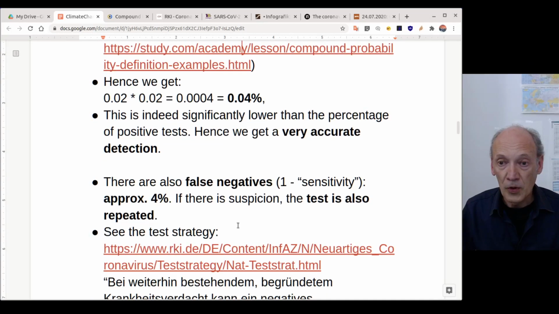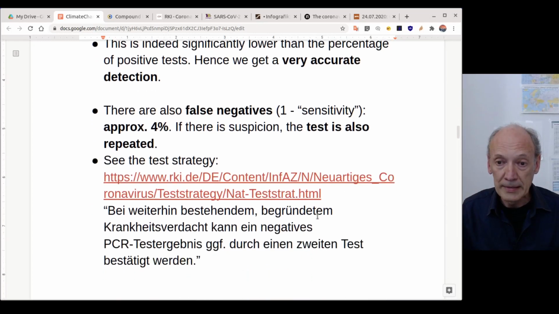There are also false negatives, which are computed as 1 minus the sensitivity, which comes out to about 4%. So even in 4 tests where you have a corona infection, 4% of those say there's no infection. So that's why if there's a suspicion that there's an infection, the test is also repeated. And this is also described here in this test strategy by the Robert Koch Institute. Right, so this is what it says. If there's a suspicion, a second test is done.